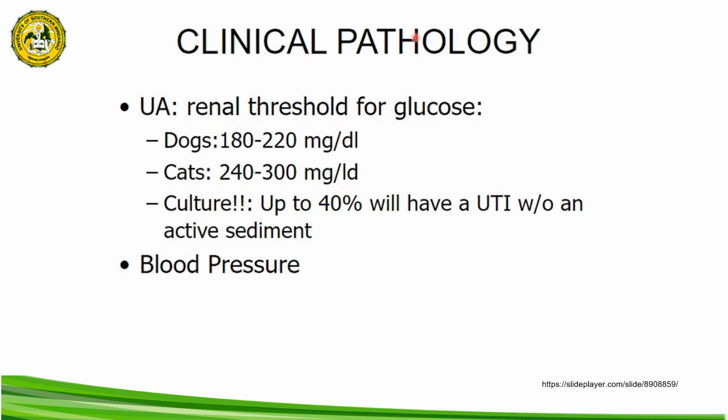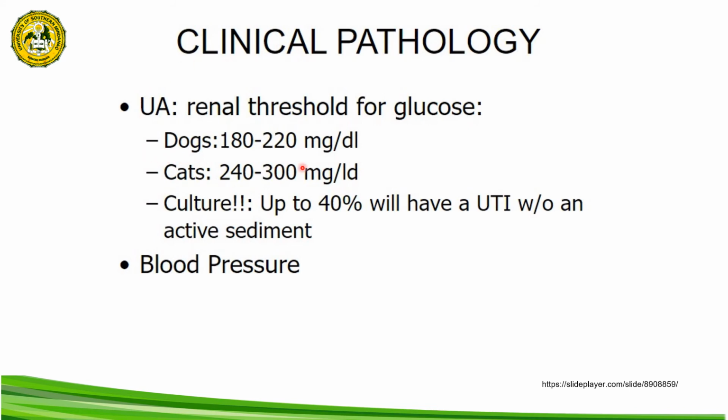For the clinical pathology, we have here urinalysis, renal threshold for glucose. When we say renal threshold, that is the plasma glucose concentration above which significant glucosuria occurs. Its value is variable and deviation occurs both above and below the commonly accepted normal threshold, which is 180 milligram per deciliter.